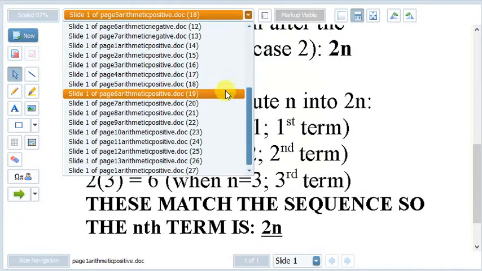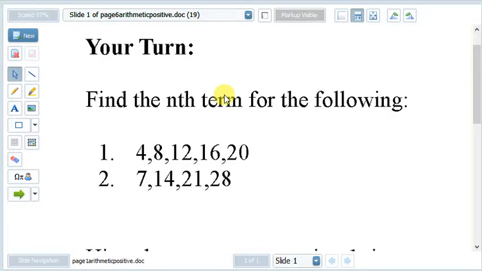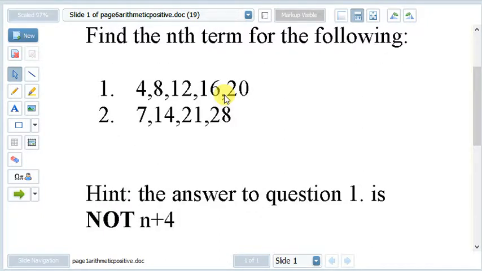Okay, so let's move on to your turn now. Just two quite easy ones. Pause the video and have a go at generating the nth term for the following. Just follow the steps. Step 1 is find the difference. Step 2 is put an n after the difference, and then step 3 is you substitute 1 in for the n, or n equals 1, so therefore 4 times 1 is 4. Okay, so pause the video and have a go at those two.